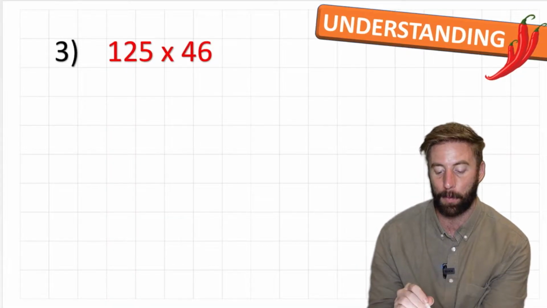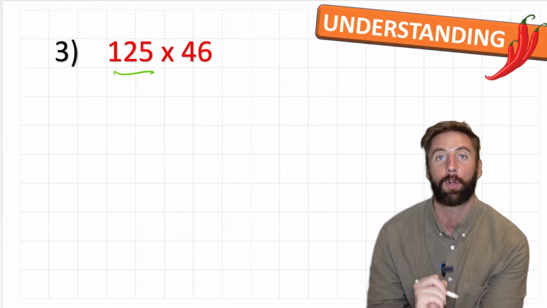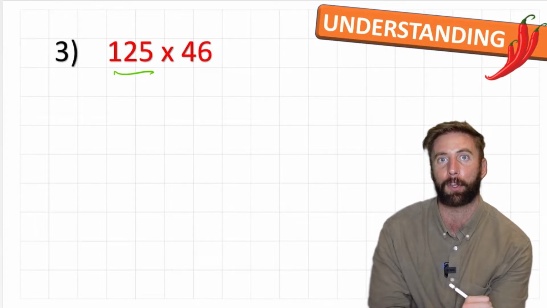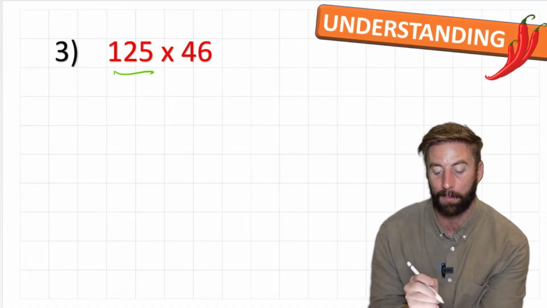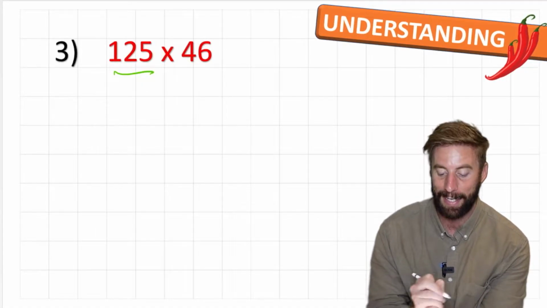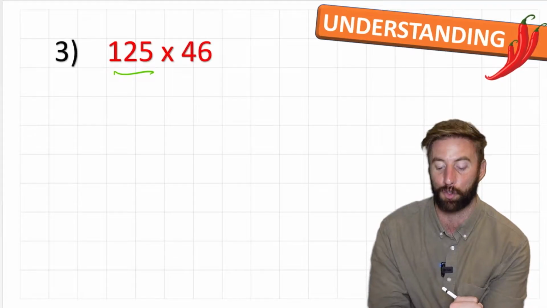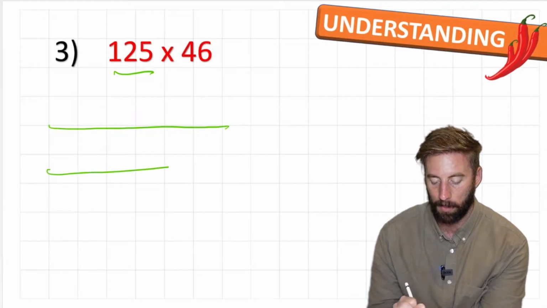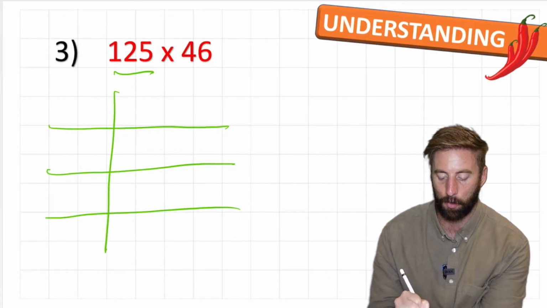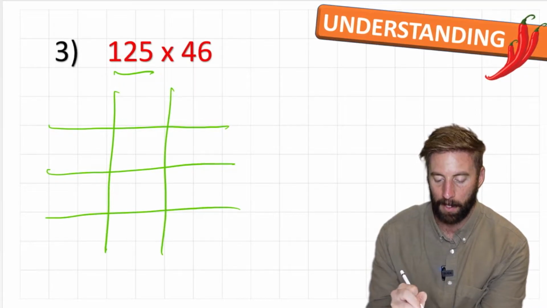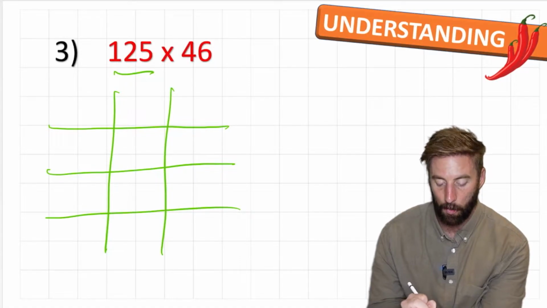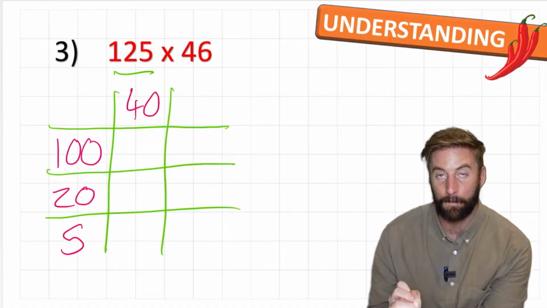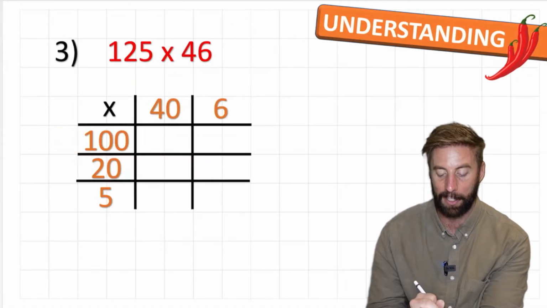So what we can see is we now have a 3-digit number, which means we're now going to have 3 lines in our grid. It doesn't matter which way around, because remember, multiplication is commutative. 125 times 46 is the same as saying 46 times 125. So I'm going to choose to have 3 horizontal lines, 1, 2, 3, and 2 vertical. Put my numbers partitioned, 125 and 46.